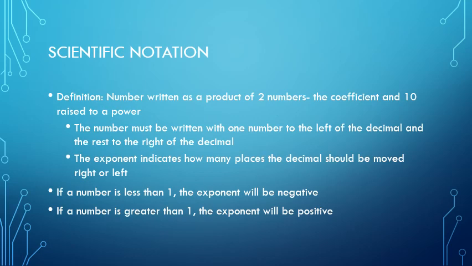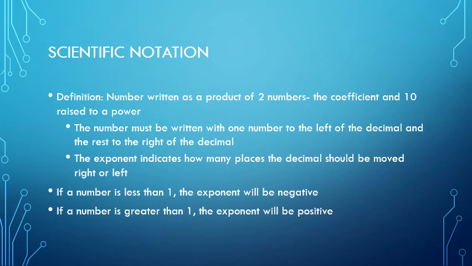For scientific notation, this is when we have numbers that are either really, really large or really, really small, and we're trying to make them into more usable numbers, so that way we don't have to count all the zeros for our answer. When we write scientific notation, it is a number that's written as a product of two numbers, the coefficient and then 10 raised to a power. It's really simple to help you remember.